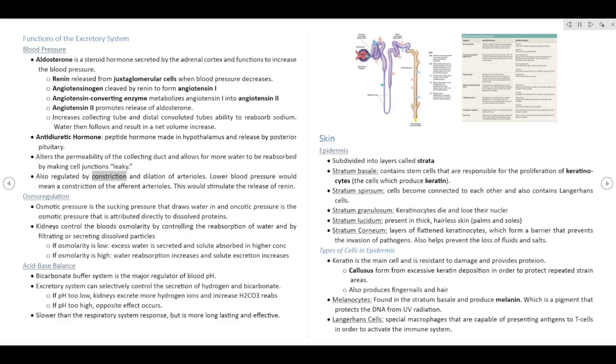Also regulated by constriction and dilation of arterioles. Lower blood pressure would mean a constriction of the afferent arterioles. This would stimulate the release of renin.